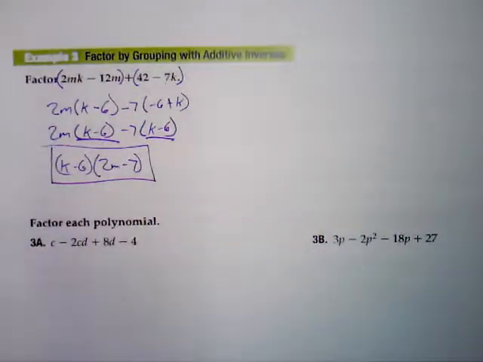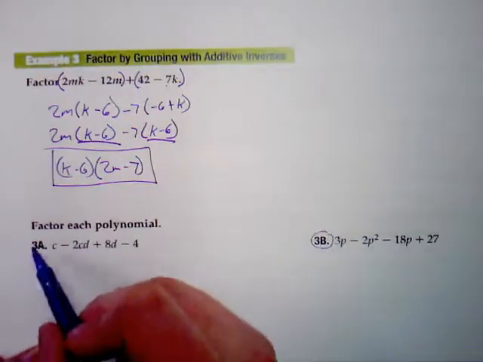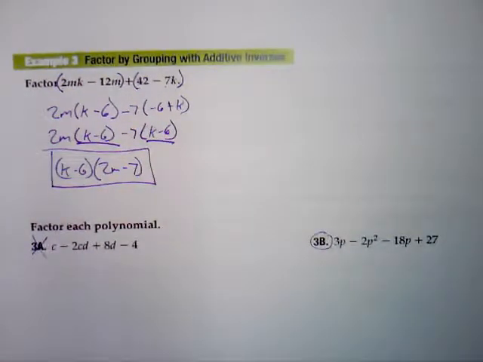So keep a lookout for those. They call them additive inverses. Why don't we just do, let's look at 3b. 3b is a little more interesting. Try 3b on your own, and I'll be back in a minute to help you out. So go ahead and pause the video.